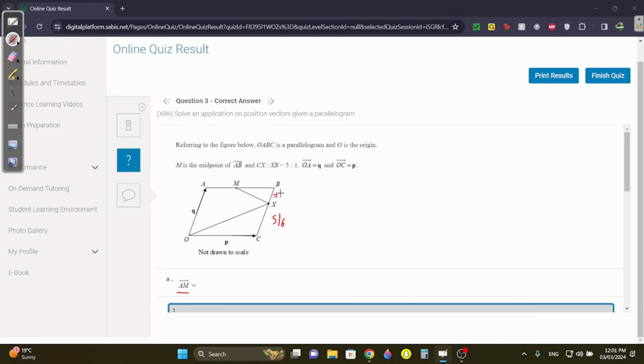Anyway, OA is Q, OC is P. What is AM? AM is half of AB, right? If you look at it. Please don't forget to put the vector's arrow sign. The arrow signs are really important, and I've seen people lose marks on it in previous years. Please make sure you put it. AM is half AB, and AB is parallel to OC. So that means AB is actually equal to OC, which is P. So AM is going to be half P.